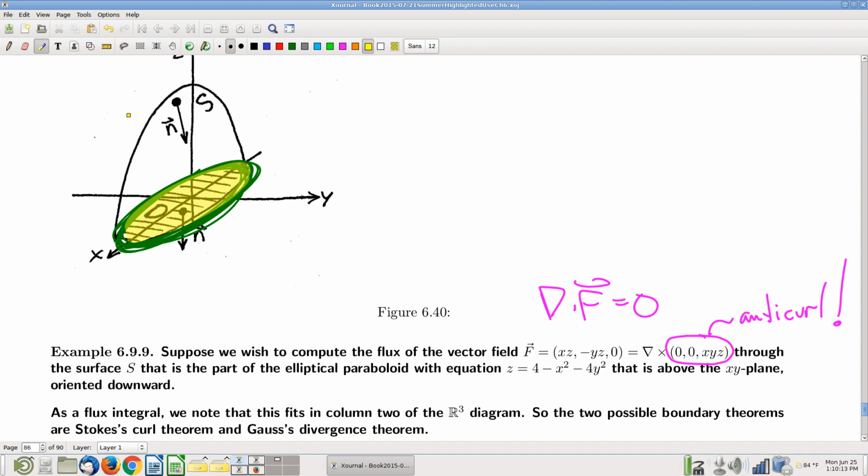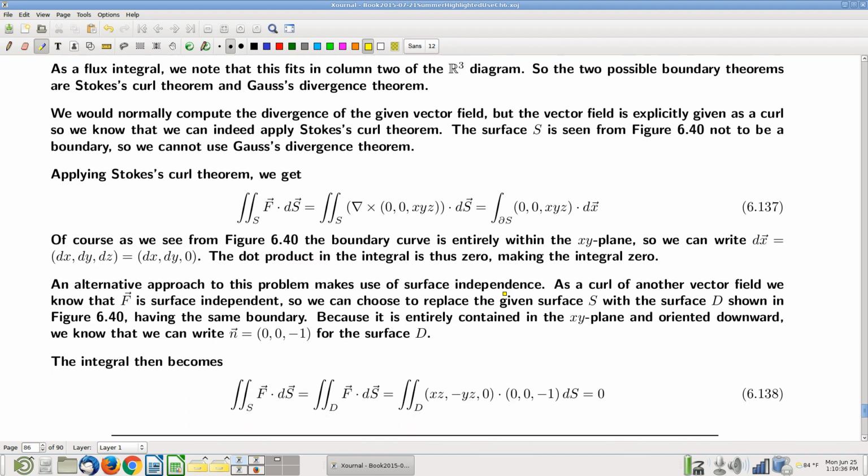Forget about S. I don't like that at all. That's curvy. Yikes. This nice flat one is much easier to work with. Instead, you don't have to cite anti-curls and Stokes' curl theorem. You can just say surface independence. I'm going to use that surface, and here's what your calculation turns into.